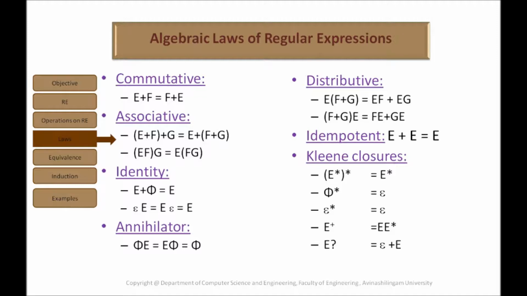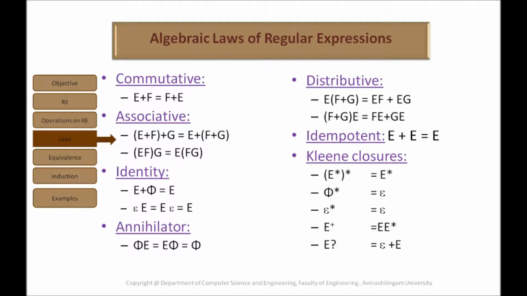Next one is identity law. Identity law: E plus phi is equal to E, empty into E is equal to E into empty is equal to E. And then annihilator law says phi into E is equal to E into phi is equal to phi.